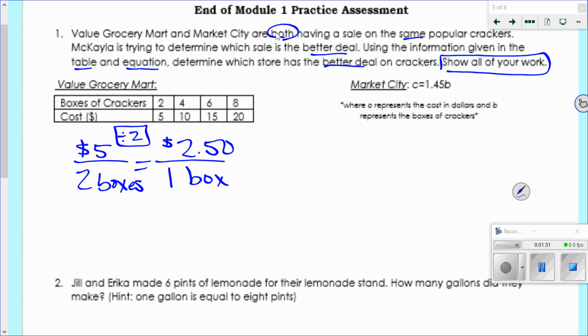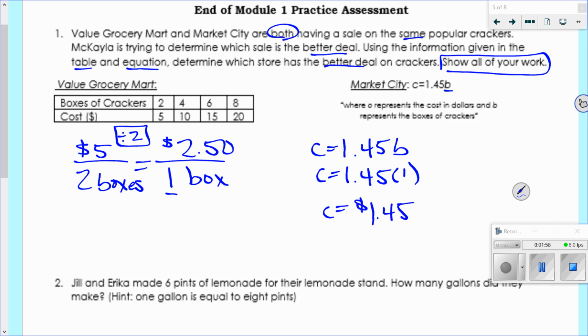Guys, equations are the easiest thing in the world because literally I can put any number I want into my equation. So I just solved for what? 1 box. So the number of boxes I want is 1. So instead of my variable b, I substituted my value of 1, and I find out that 1 box costs $1.45. So who has the better deal?